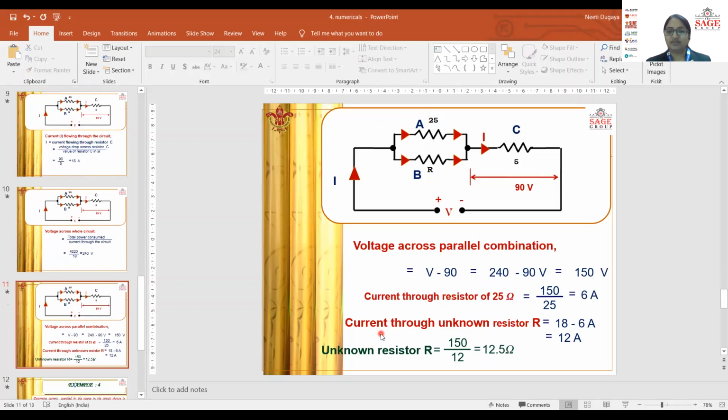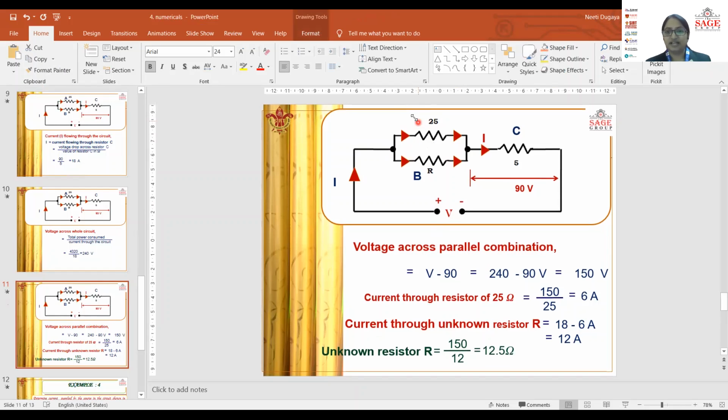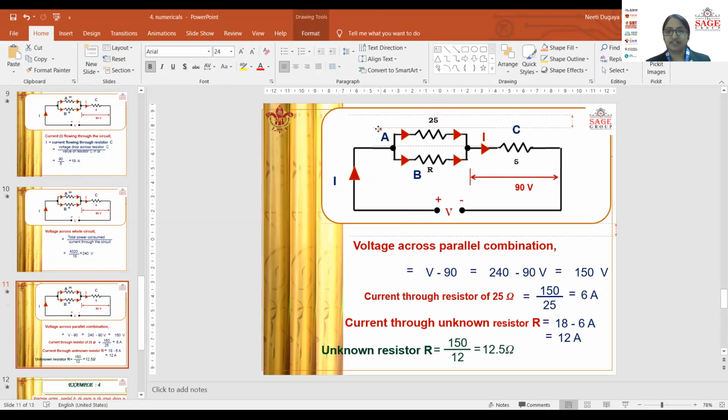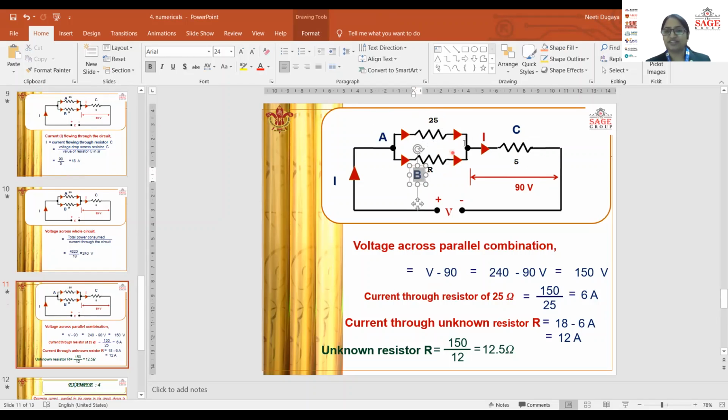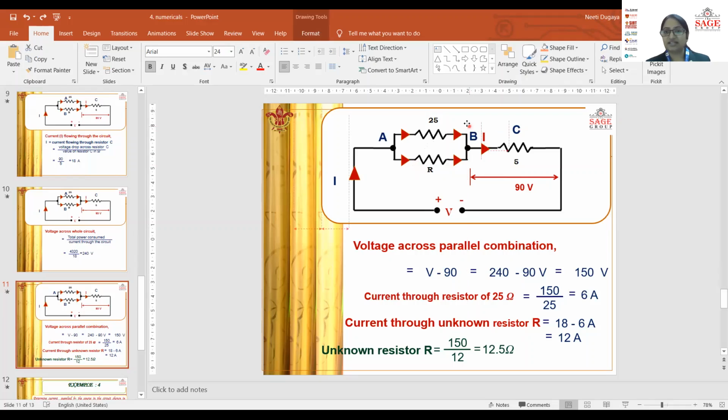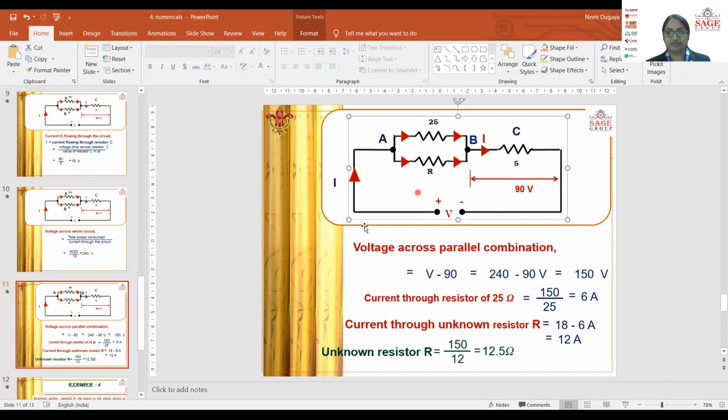So next we need to find out the unknown resistance R. How would we calculate it? For that we need to find out the potential difference across these two points. This point is supposed to be point A, and this point is point B, which is supposed to be here. So we need to find out this voltage AB, and then similarly we can calculate the resistance easily by applying the formula, right?